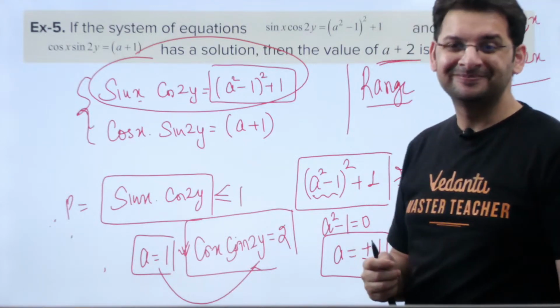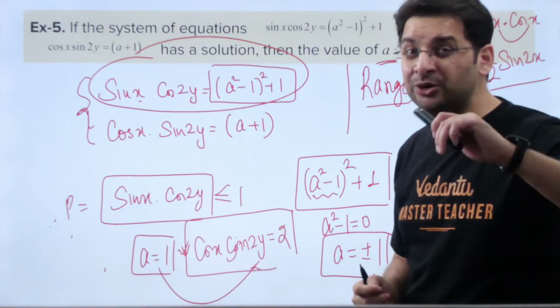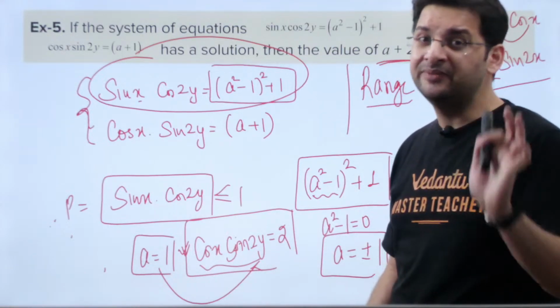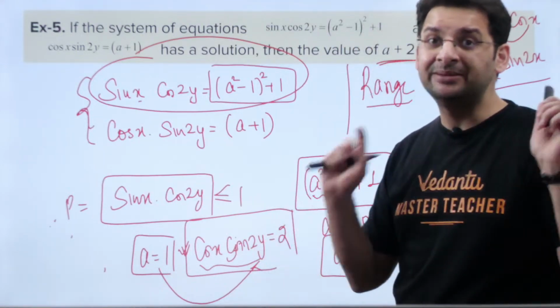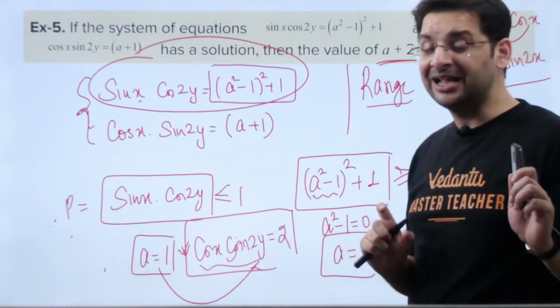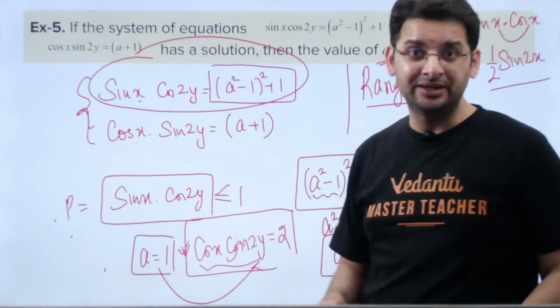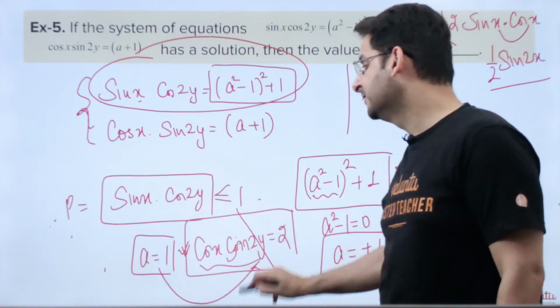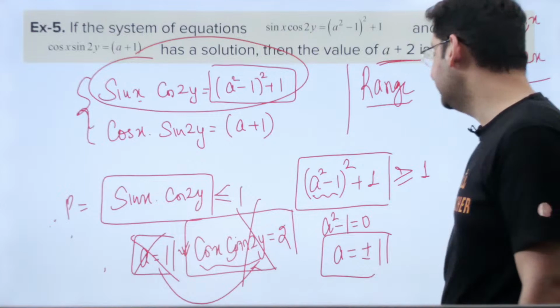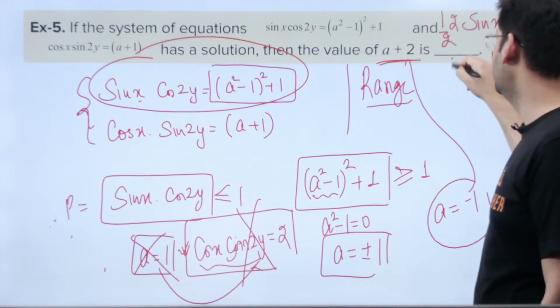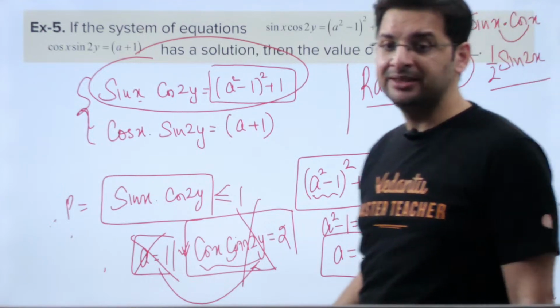Can this happen? This cannot happen, for the same reason: on the left hand side, the maximum value is going to be 1, when both are equal to 1 at the same time. Cos x is 1 and sin 2y is 1. This can never be 2. So that means a equal to 1 cannot happen. That means a has to be minus 1 only. If a is minus 1, a plus 2 is going to be 1. So 1 is going to be the correct answer to this.